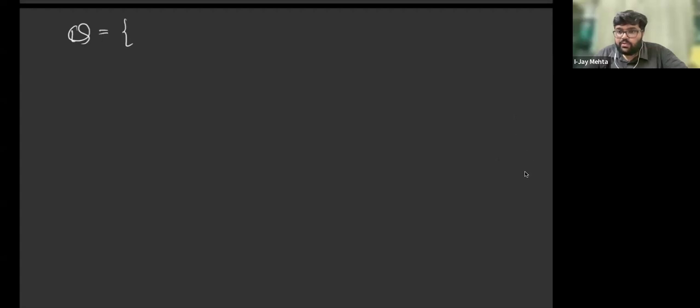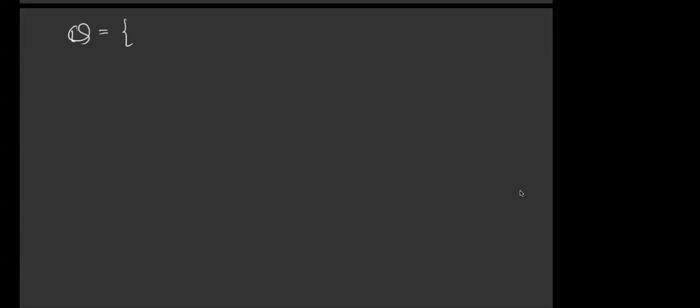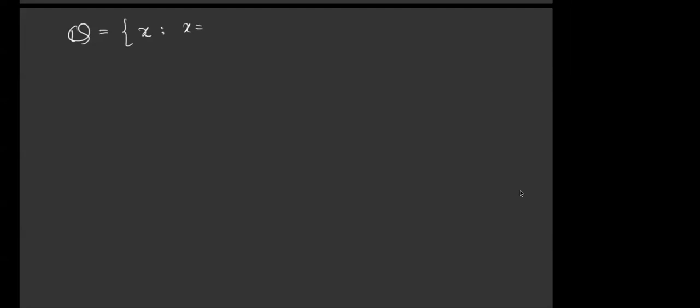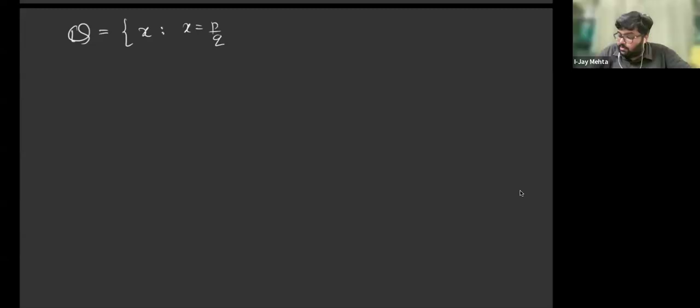Do you have a question or an answer? Answer. Tell the answer. X where X is equal to P by Q. Okay, so she is saying P by Q. You said X, such that X equals P by Q, where P belongs to Z.